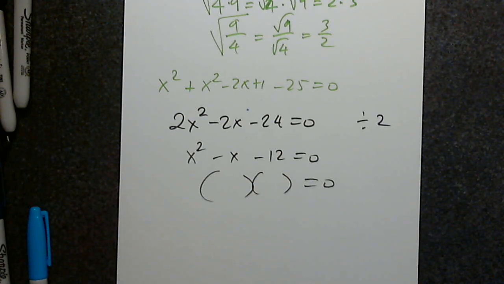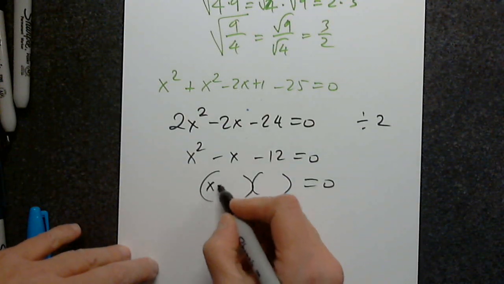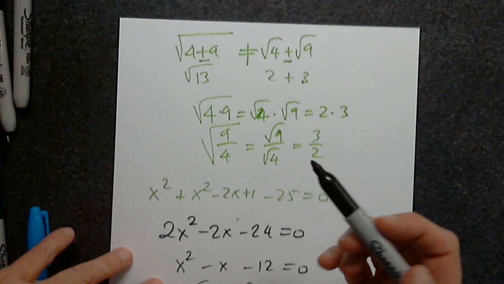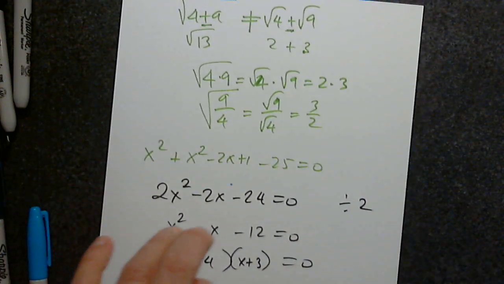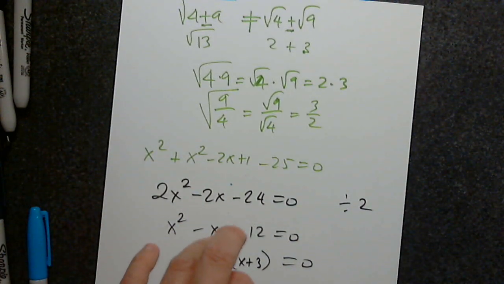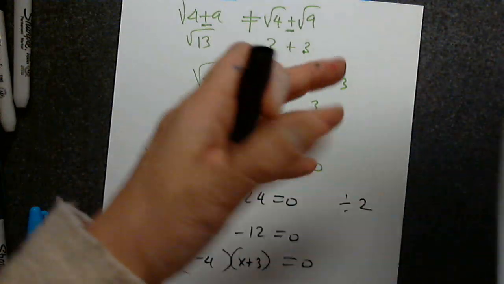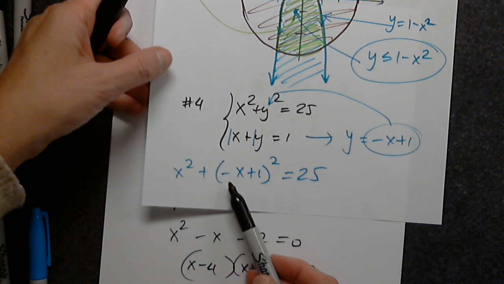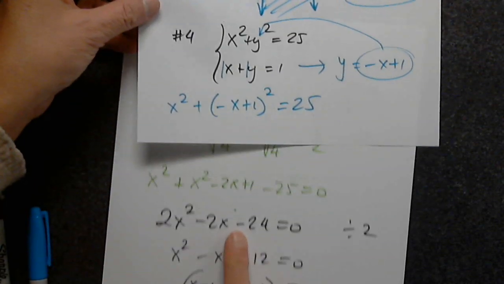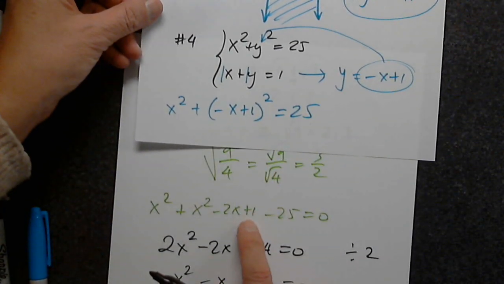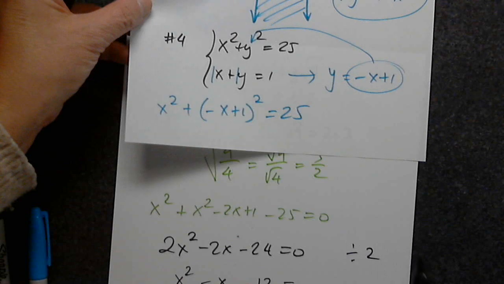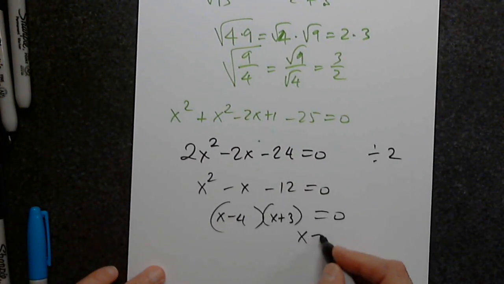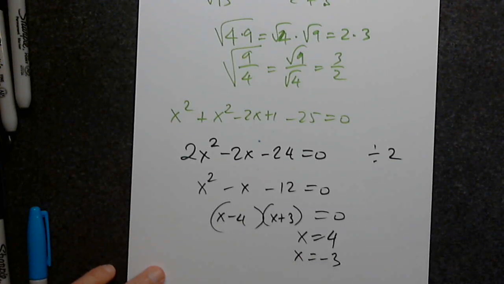But here, you're right, x minus 4. Because I had negative x plus 1, and the middle term would be negative. That's okay. So the first term squared minus 2 times the first times the second, plus the second term squared. Okay, so then we have x equals 4 and x equals negative 3.